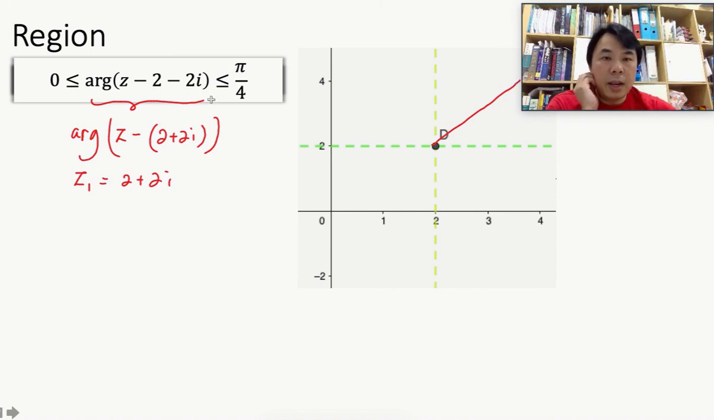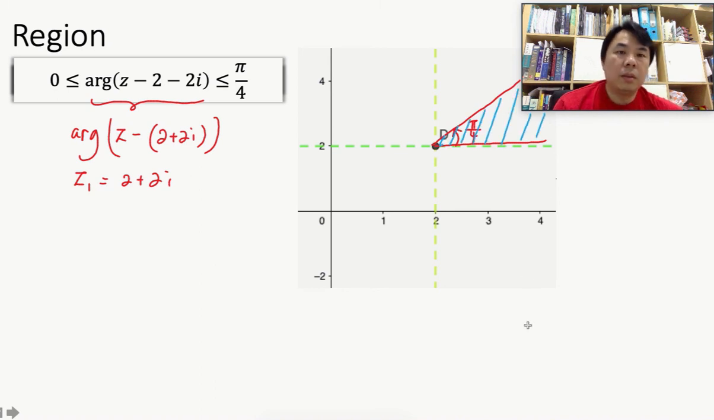Okay, and then it says less than, more than or equal to, so starting from here, and then go all the way up to 45 degrees here. So this is 45 degrees. Right? And then the region that it actually represents will be all the region covered by this sector here. Now that will be the region represented by this inequality. I hope that is clear.